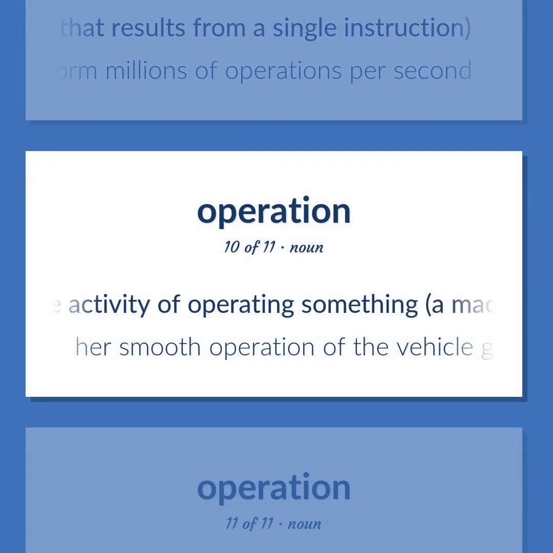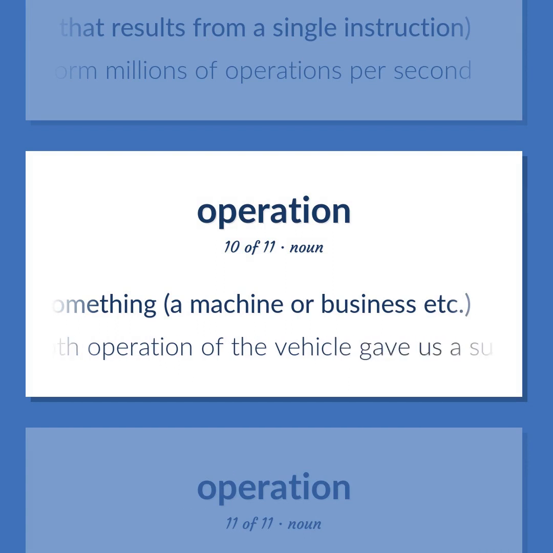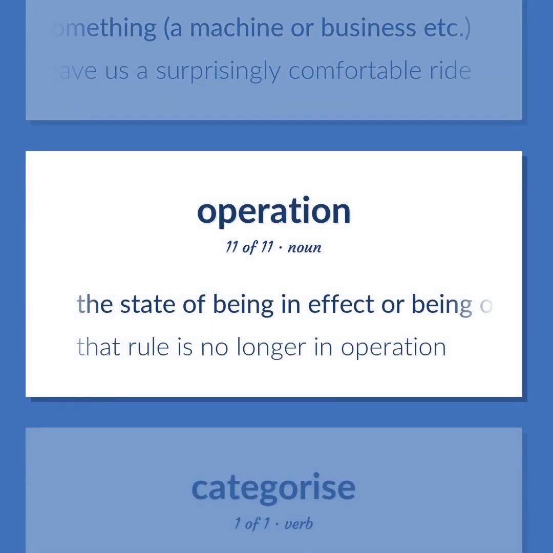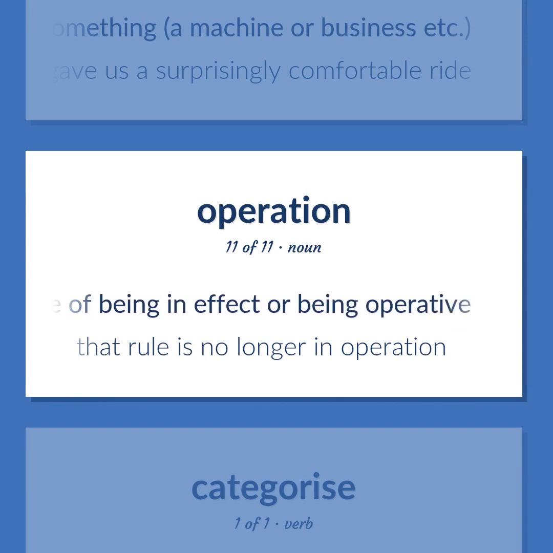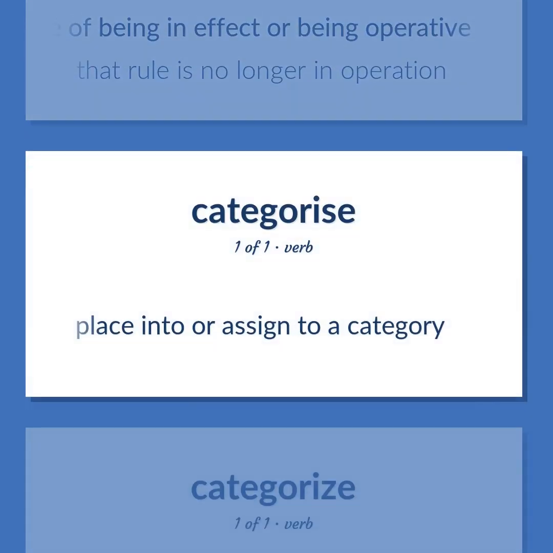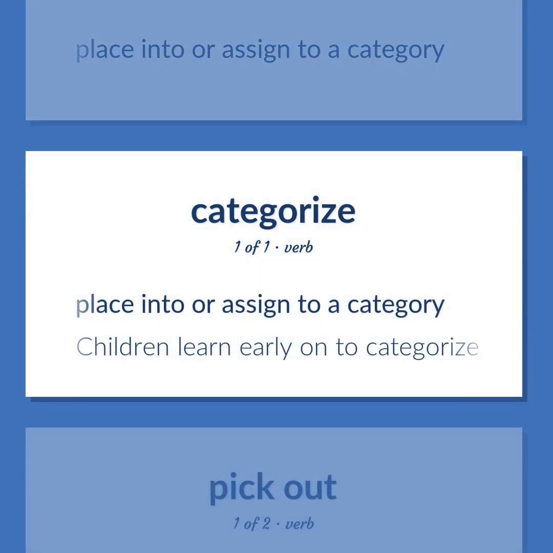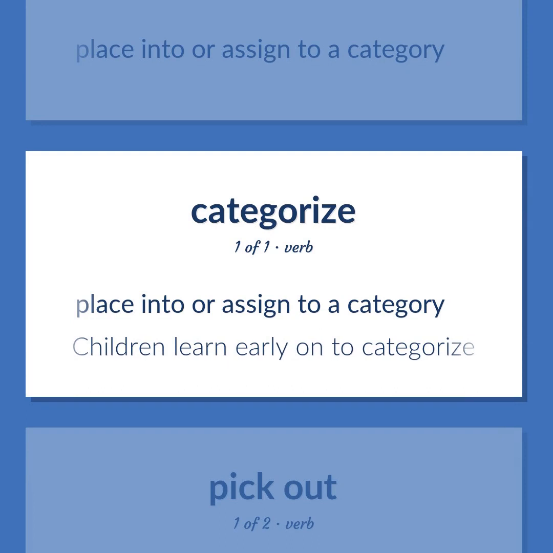The activity of operating something, a machine or business, etc. Her smooth operation of the vehicle gave us a surprisingly comfortable ride. The state of being in effect or being operative. That rule is no longer in operation. Place into or assign to a category. Children learn early on to categorize.